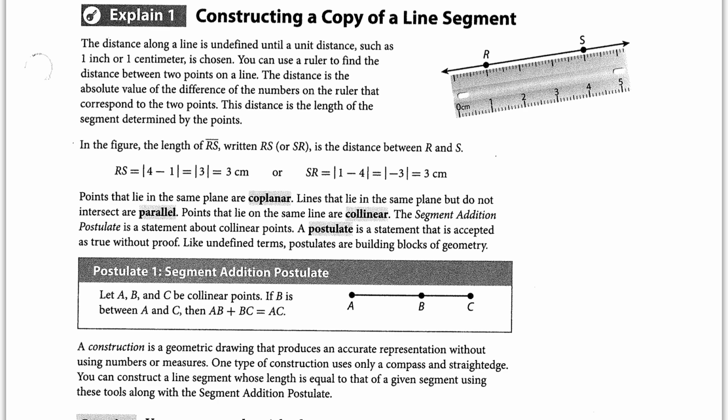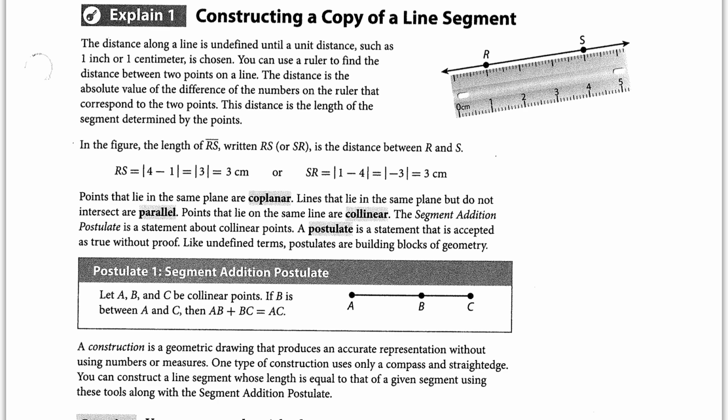In the figure, the length of segment RS, written RS or SR, is the distance between point R and point S. So we see R is at 1 centimeter and S is at 4 centimeters. So they subtract those 2 numbers and find the absolute value, which gives us a distance of 3. If we start the opposite direction, 1 minus 4 is negative 3, but the absolute value still comes out to a distance of 3.